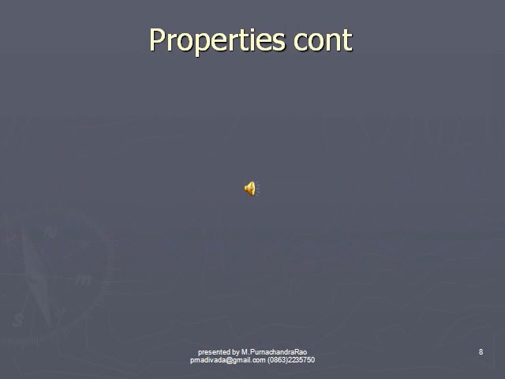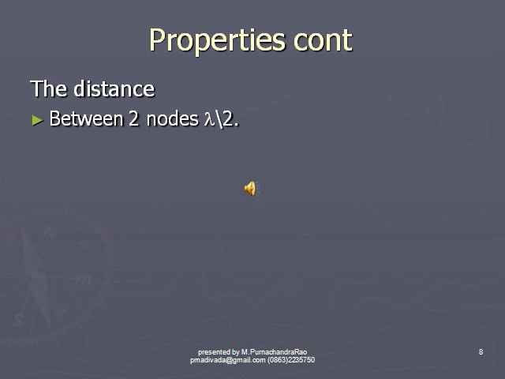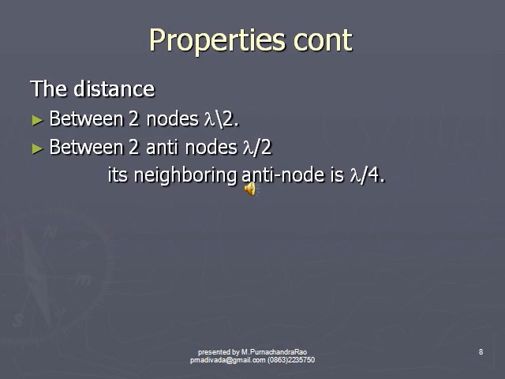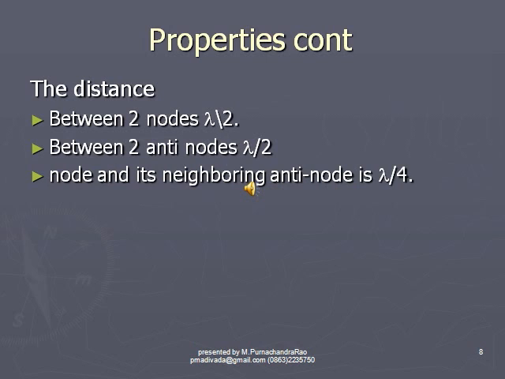Let us continue the discussion of properties. We have seen that the distance between two successive nodes or between two successive antinodes is lambda by 2. So the distance between a node and its neighboring antinode is lambda by 4.